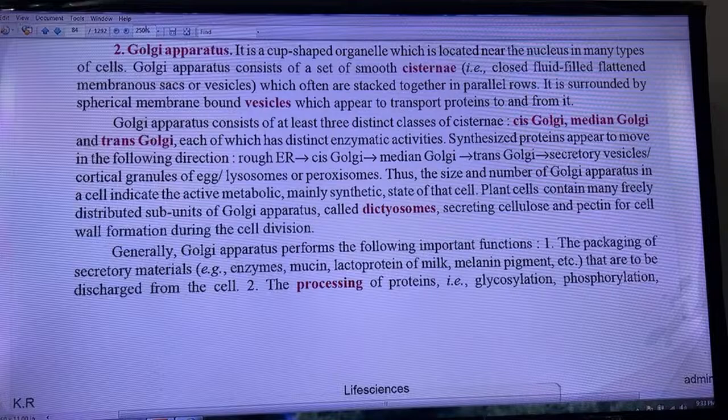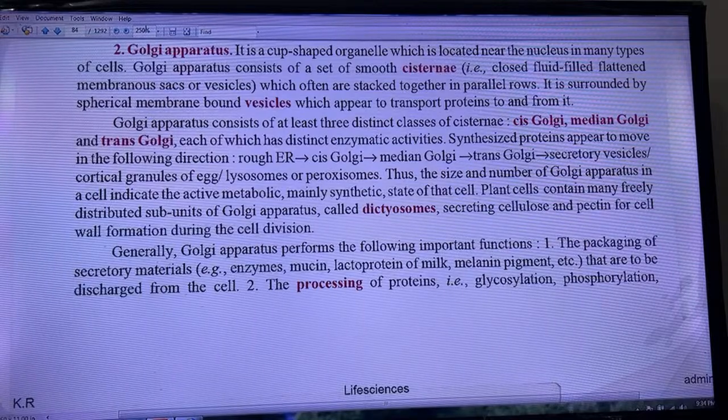Golgi apparatus or Golgi bodies. It is a cup-shaped organelle which is located near the nucleus in many types of cells. The Golgi apparatus consists of a set of smooth cisternae, for example, closed fluid-filled membranous sacs or vesicles, which are often stacked together in parallel rows. It is surrounded by spherical membrane-bound vesicles, which appear to transport proteins to and from it.